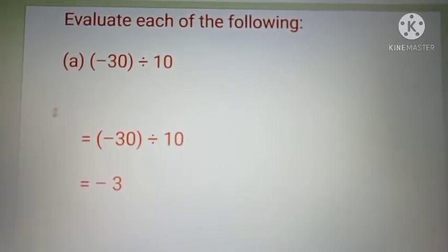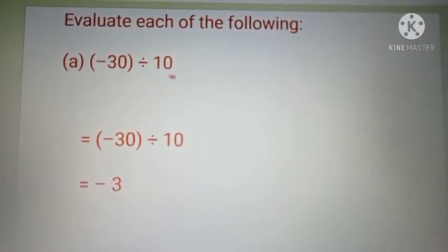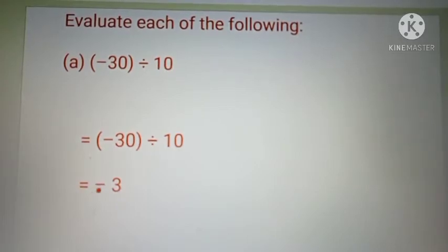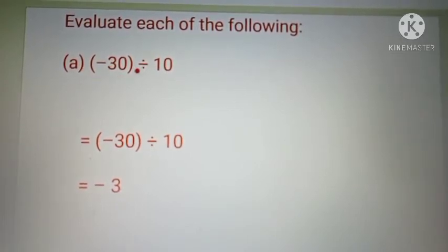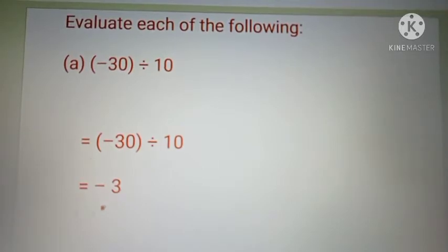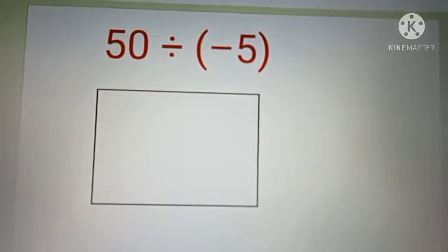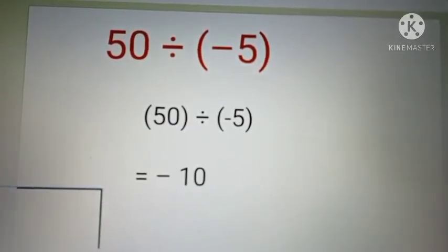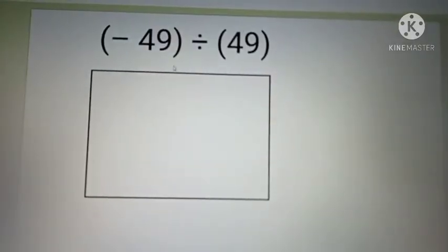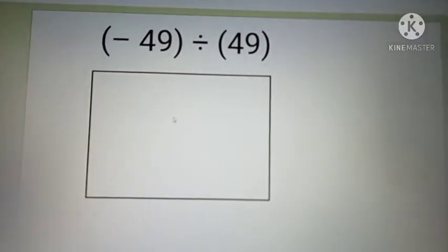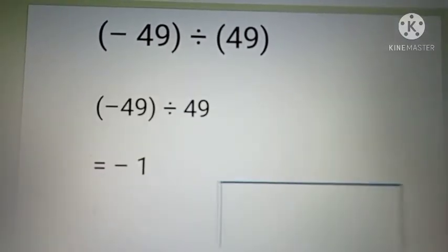Evaluate each of the following. Minus 30 divided by 10. We know 30 divided by 10 is 3, and negative by positive, with the answer negative sign will come. So, minus 30 divided by 10 is minus 3. 50 divided by minus 5, what will be the answer? Yes, it's minus 10. Next, minus 49 divided by 49, what will be the answer? Yes, it's minus 1.